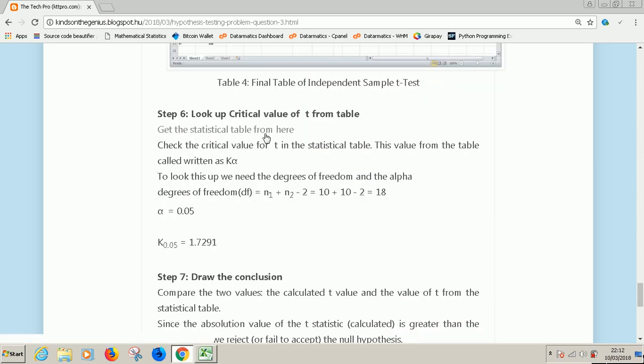So the final step is to check the critical value of t from the statistical table and compare it with the t we calculated. But before we do that, we need to calculate degrees of freedom. Degrees of freedom for two independent groups is given by n1 plus n2 minus 2. So here you have 10 plus 10 minus 2, and that is 20 minus 2, that is 18. So I'm going to go to the statistics table and check the value of t for alpha equal to 0.05 and 18 degrees of freedom.